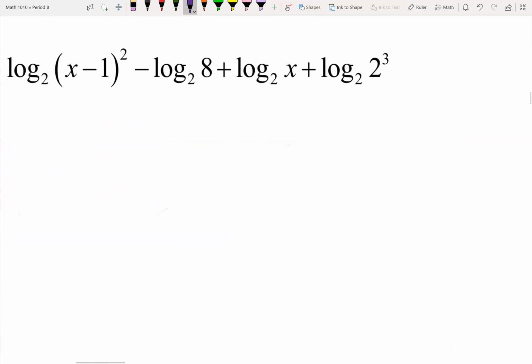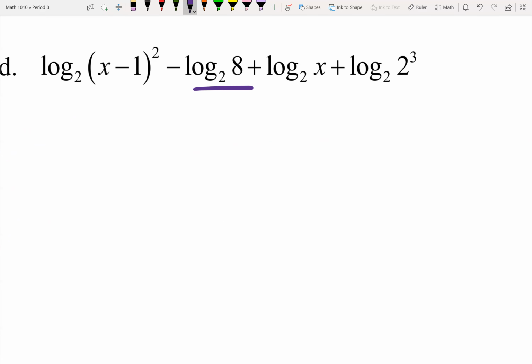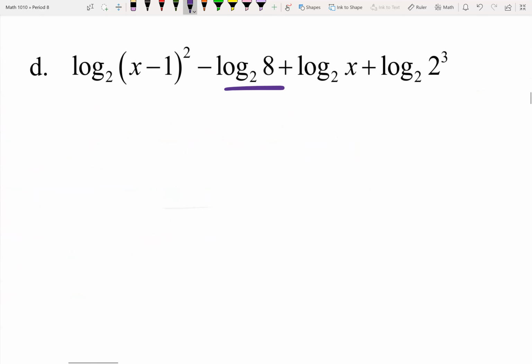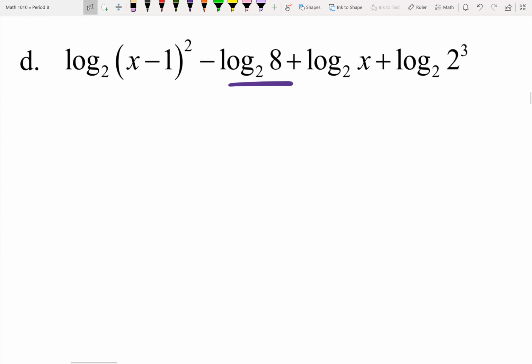Okay. See this log base 2 of 8? You can go just a little bit slower on it. Yes, thank you for asking me that. No problem at all. Okay, see that log base 2 of 8? They're trying to get you to write it as log base 2 of 2.